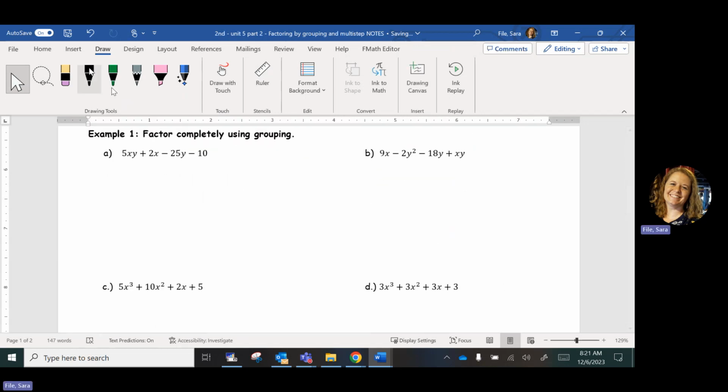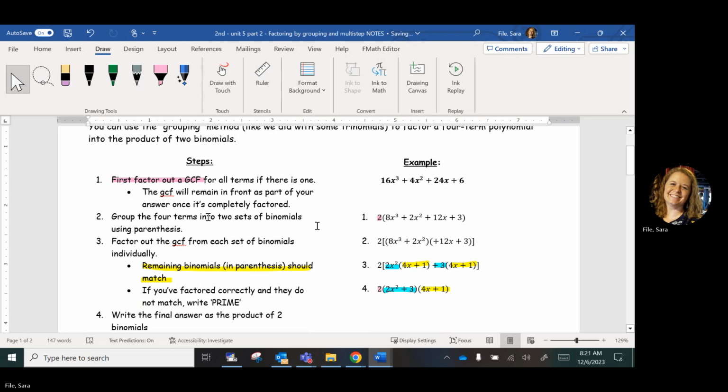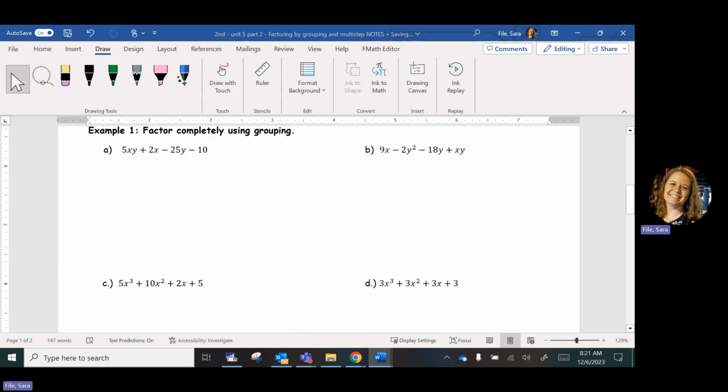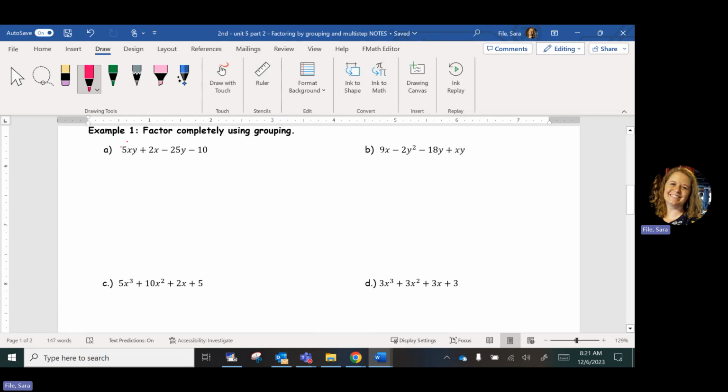All right, in A, first I'm going to ask myself, is there a GCF? Because remember, step 1, first factor out a GCF. Okay. Is there a GCF in A? No, I don't see a GCF. Okay, so no GCF, so I'm going to just jump into making my 2 groups. So my groups, the first 2 and the second 2 terms.